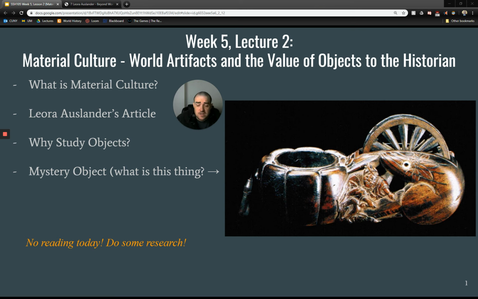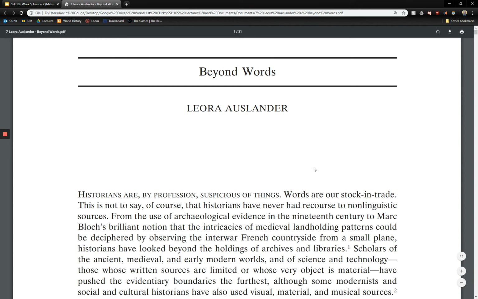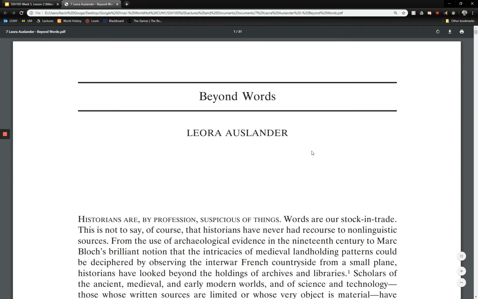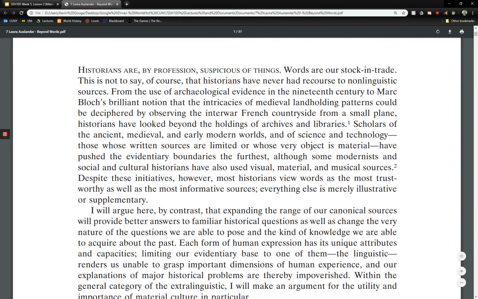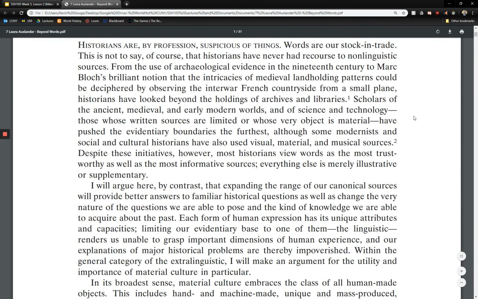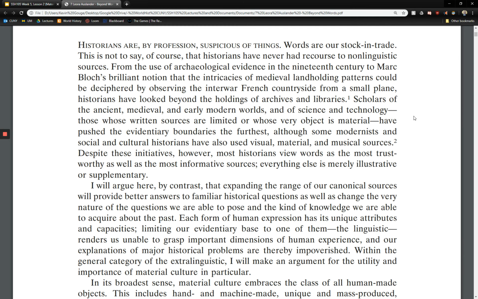I'm going to read to you the first couple of paragraphs of her article just to give you her argument, and I'll reinforce that a little bit. So let me close the webcam here, and I'll open up her article. You can look at this yourself. It's in our Google Drive folder. It's called Beyond Words by Leora Auslander. The introduction here is very good. It gives you a clear sense of why we should study objects instead of just words.